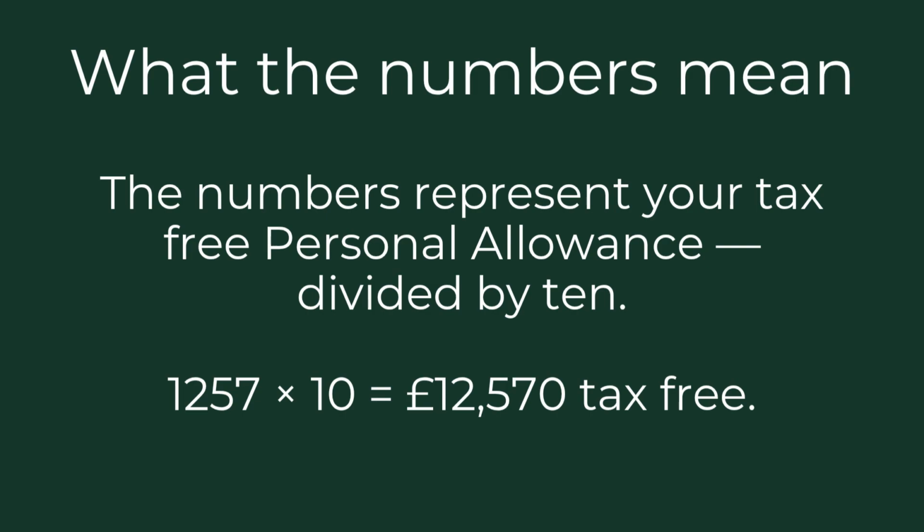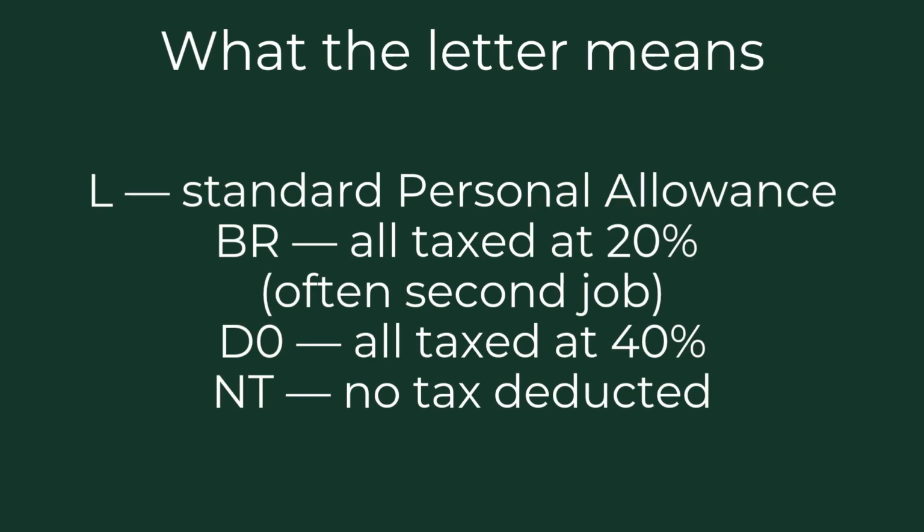If your code had different numbers, say 1000, your tax-free amount would only be £10,000 and you would pay more tax each month. The letter after the numbers tells your employer which set of tax rules to apply. L is the most common. It means you are entitled to the standard personal allowance.